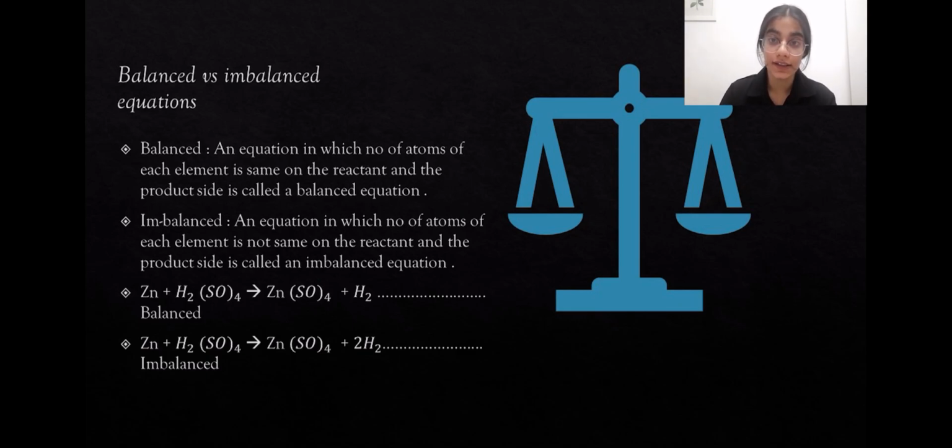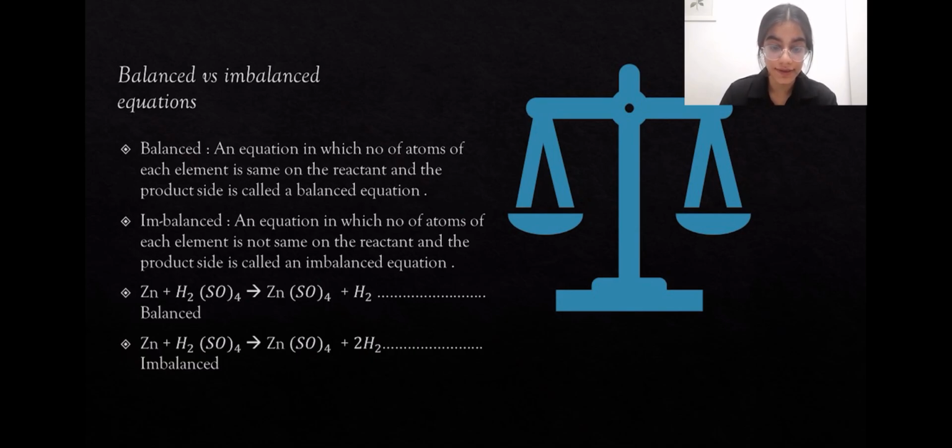Let us see an example of an imbalanced and a balanced chemical equation. When zinc reacts with sulfuric acid, we see zinc sulfate is formed with hydrogen gas being evolved. The number of atoms of each element on the right hand side is equal to the number of atoms of each element on the left hand side. Therefore, this equation is balanced. Let's now observe the imbalanced equation.